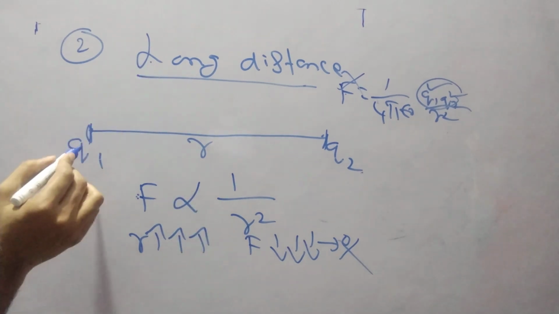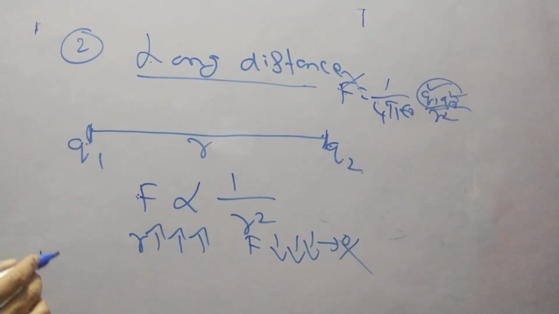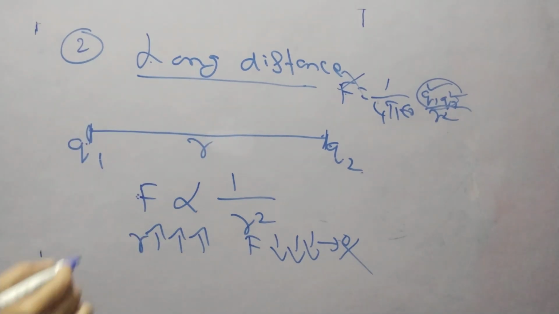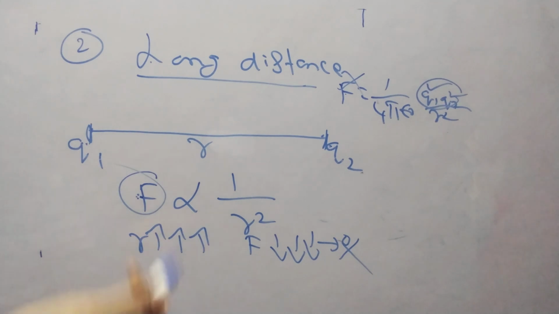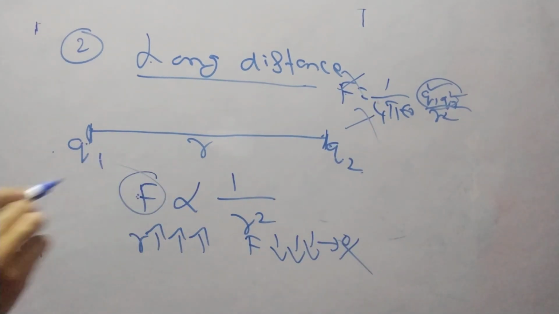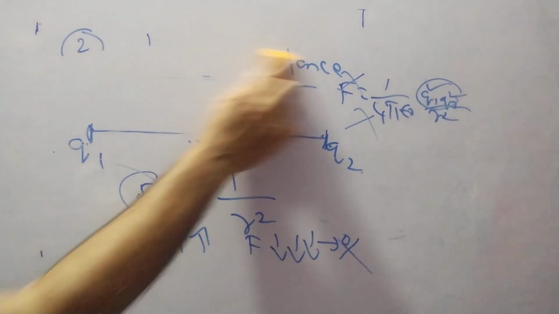So that's why the distance between the two charges should not be very long, right? So that is one more limitation. For long distance values, your force will not exist here. If there is no force, there is no Coulomb's law. So this is the second limitation. For long distances, Coulomb's law is invalid, right?